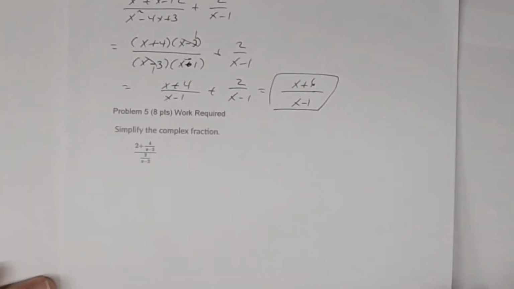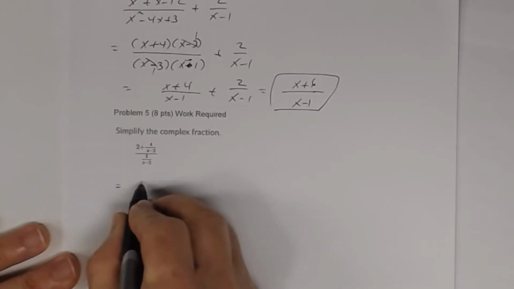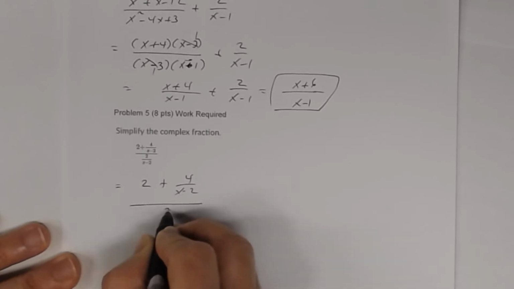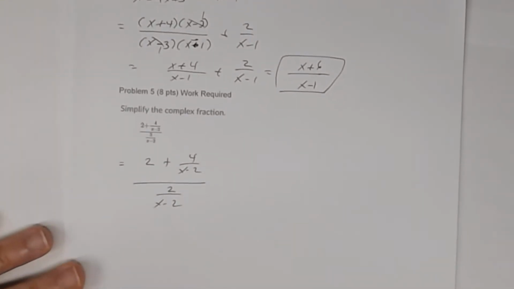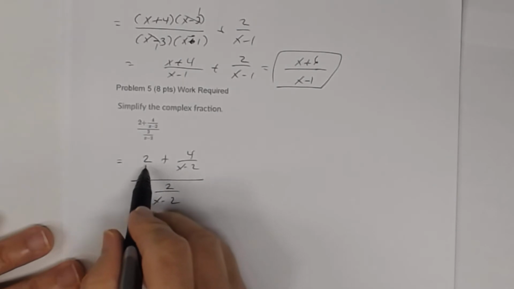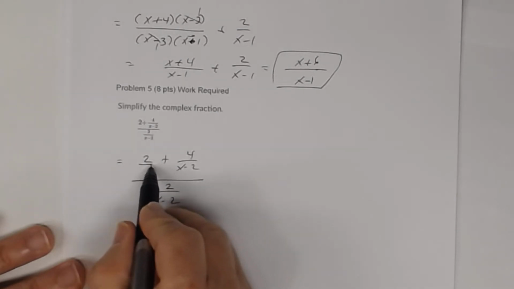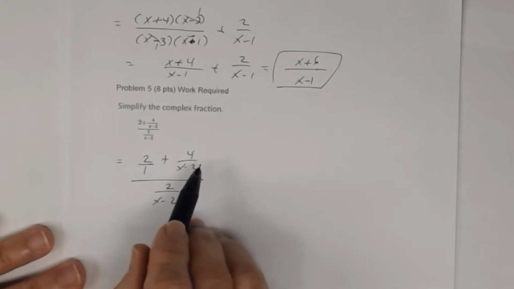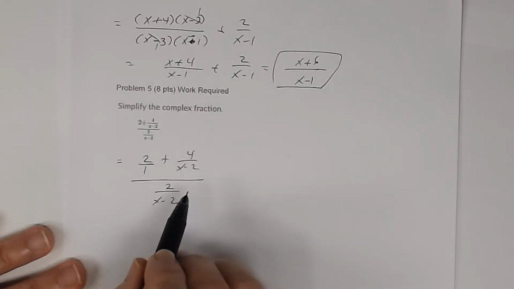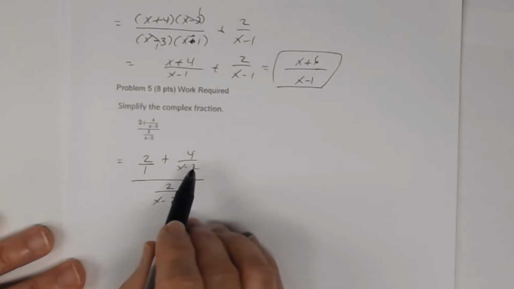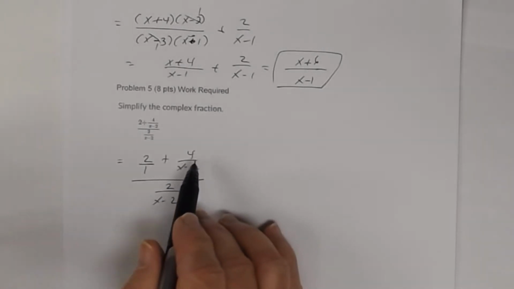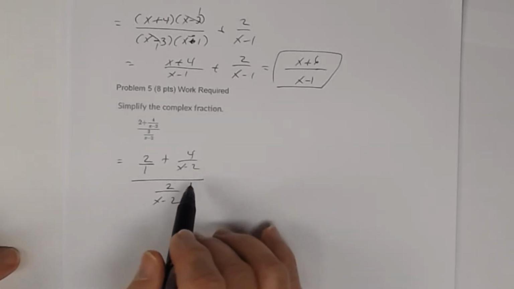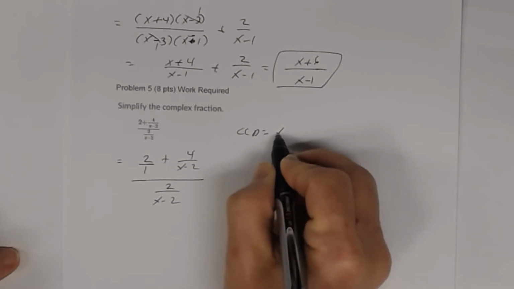Number 5, you have this complex fraction. So let me go ahead and rewrite this over. You have 2 plus 4 divided by x minus 2, divided by 2 divided by x minus 2. Now, notice that this 2 right here, I can write as 2 over 1. And probably the easiest way to do this is to use the second approach. So we're going to multiply both numerator and the denominator by x minus 2. So my LCD is x minus 2.